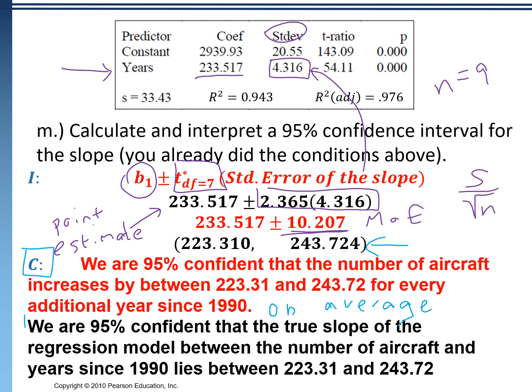All right, so down here, it's another way we can write it. We are 95% confident that the true slope of the regression model between the number of aircraft and years since 1990 lies between 223.31 and 243.72. Now with this wording, we actually don't need to note that it's on average because we're talking about slope. So slope in this case is going to be rise over run, and we're saying that it's going to be in that range.